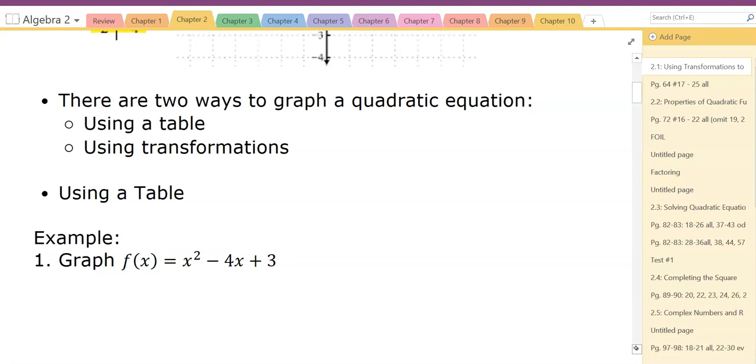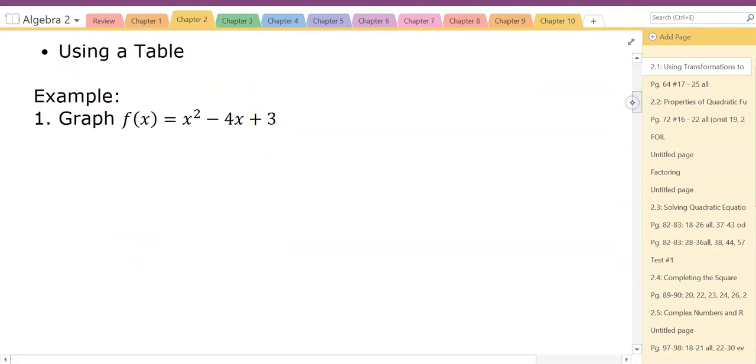We're going to start by graphing with a table. Your first example says f of x equals x squared minus 4x plus 3. Remember, f of x is just a fancy way that they say y. So this is really saying y equals x squared minus 4x plus 3.